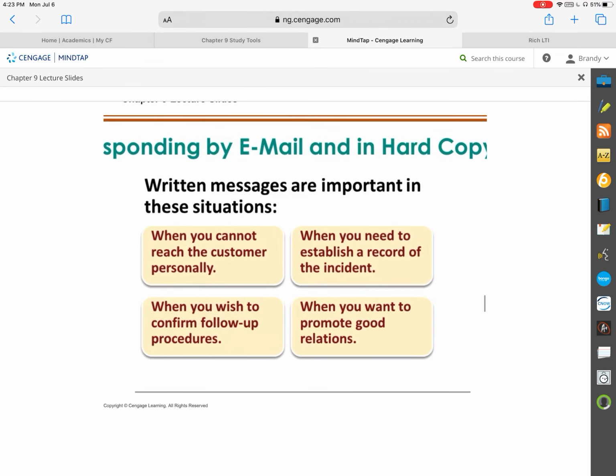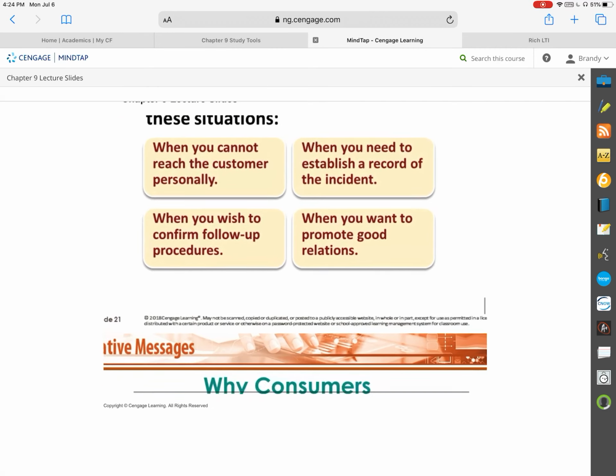Sometimes it's very important that we have a hard copy. Written messages are important in the situations where we're wanting to keep and establish a record of the incident, when it's good for promoting goodwill, when we want to confirm exactly what we are going to do in order to follow up in this, what we're responsible for from here on out, to kind of rectify the situation. And if I can't talk to that customer personally, then email or a hard copy would definitely be the way to go.